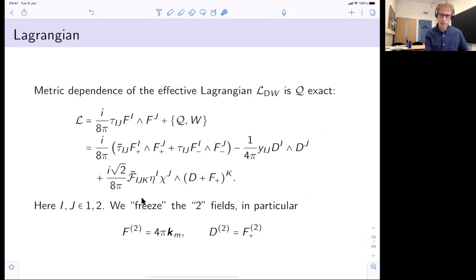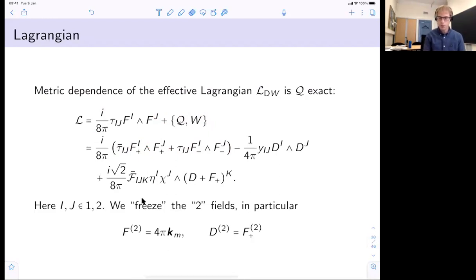The Lagrangian takes the following form, and in general, the form is this topological term tau_ij F_i wedge F_j plus a Q-exact term, where Q is the scalar supercharge after twisting. And if we work this out and ignore the terms with space-time derivatives, this becomes as follows. We get a tau bar with the self-dual components of the field strengths, and tau_ij with the negative components of the field strengths. Then there are some auxiliary fields D, D_i and D_j, and we get a term with fermions.